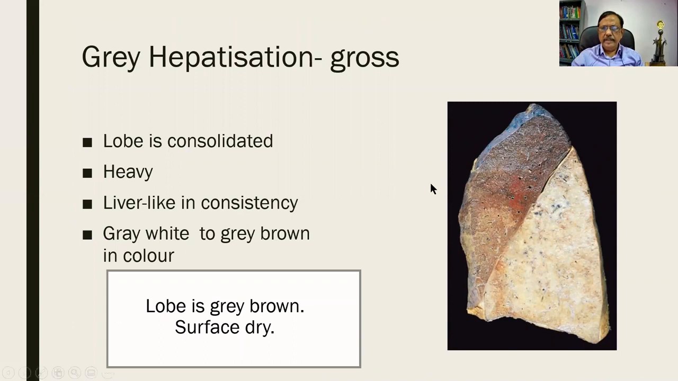In the gray hepatization, the gross feature will be, you find that the entire lobe is solid, gray, liver-like. It is consolidated, heavy. Normally a lung is not that heavy, but here it almost weighs like a liver, liver-like in consistency, and gray-white to gray-brown in color. See, the entire lobe is involved, hence the term lobar pneumonia.